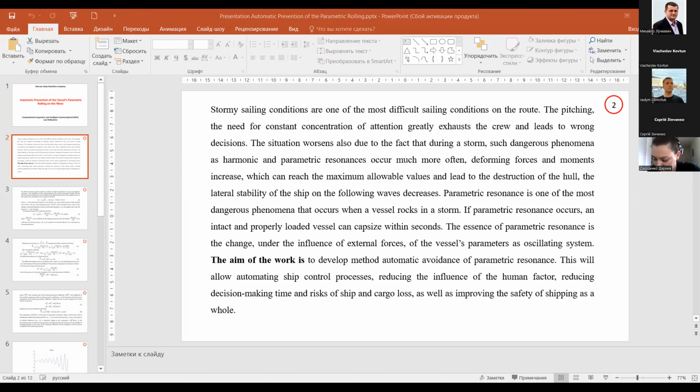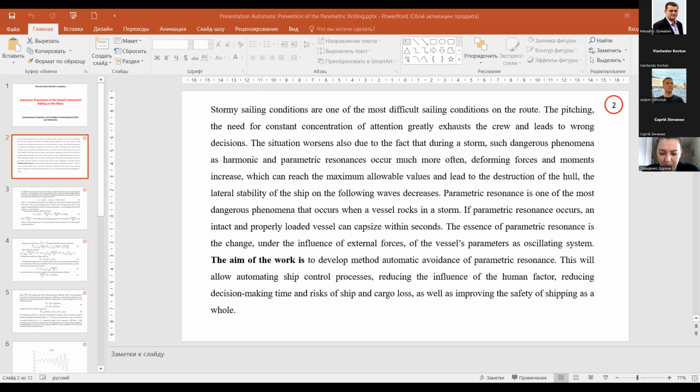Stormy sailing conditions are one of the most difficult conditions on the road. The situation worsens also due to the fact that during a storm, such dangerous phenomena as harmonic and parametric resonance occur. Parametric resonance is one of the most dangerous phenomena. An intact and properly loaded vessel can capsize within seconds.